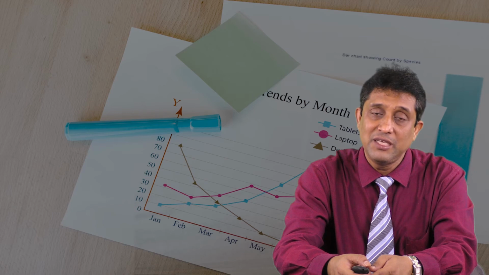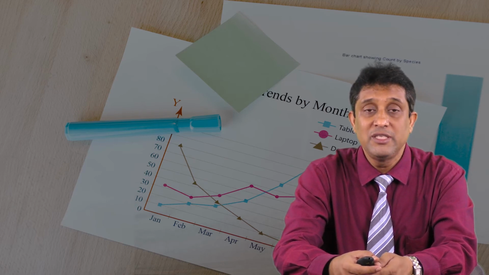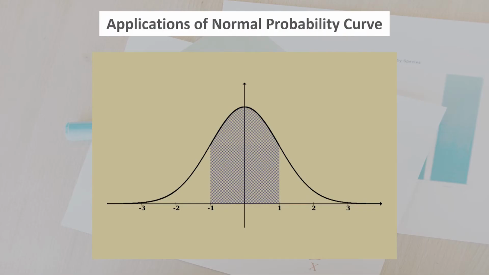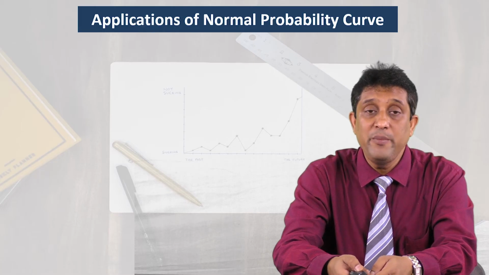After recapitulating our earlier session, in today's session we discuss applications of the normal probability curve. We have already discussed the characteristics of the normal probability curve, and now how we can solve certain problems related to it by using different applications. So far as applications are concerned, there are 5 different applications of the normal probability curve.